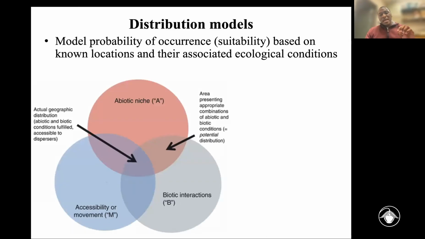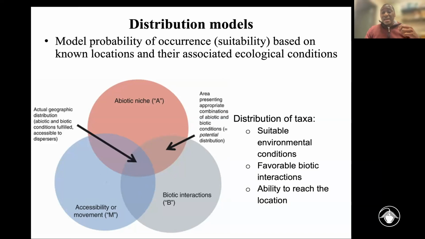So this Venn diagram was published by Soberon and Peterson in 2005 in a paper that they published together, showing that the area in the middle of the Venn diagram is the actual location where each plant can be found or is located. We call it the realized niche, the area where they are actually found. But the location where they are found is actually driven by three important factors.